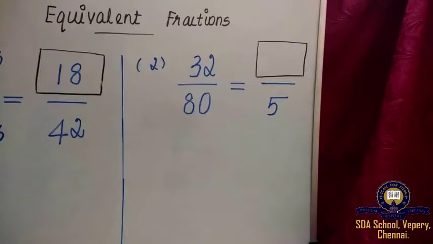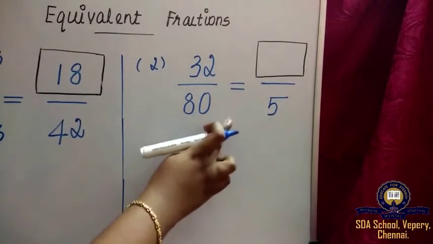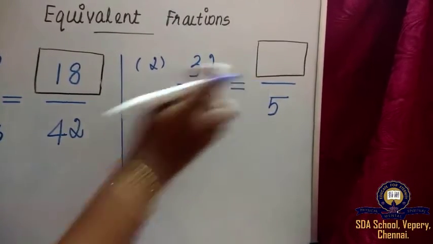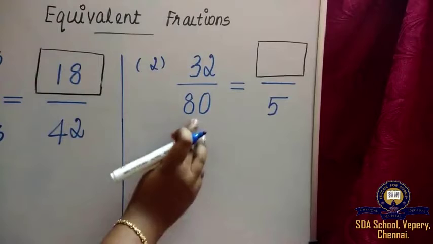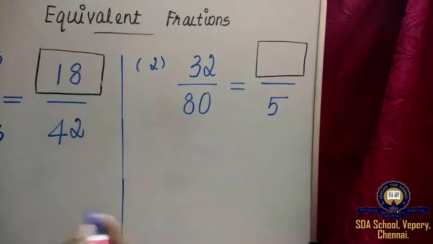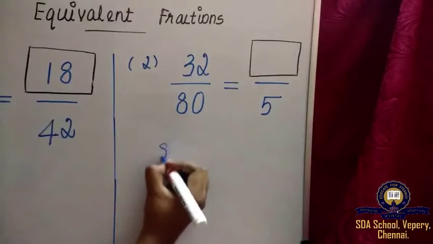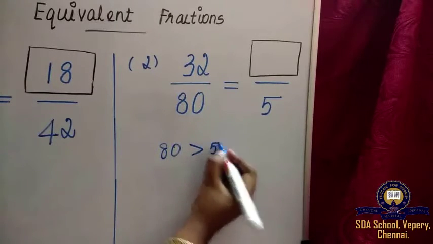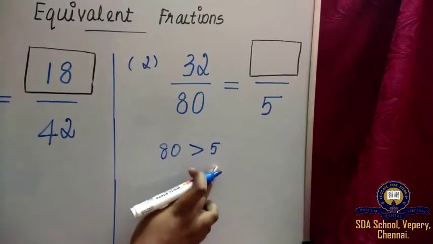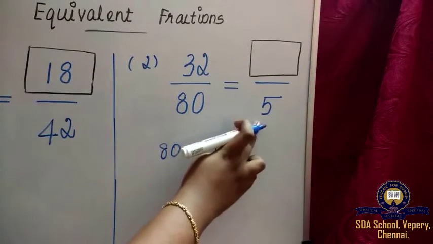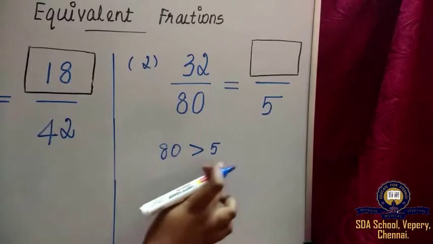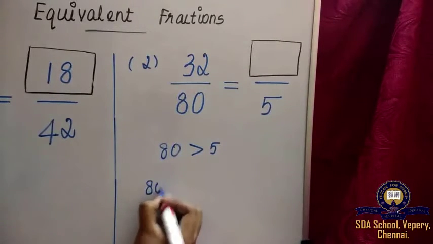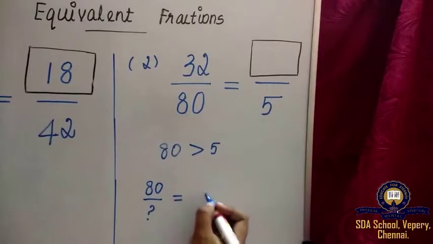Look at the next sum. 32 by 80 is equal to dash by 5. So here also you have to find the missing number. So first let us look at the denominators. 80 and 5. 80 is greater than 5 and 80 is a multiple of 5. So the smaller number is the denominator of the missing fraction. So we have to find a number by which when 80 is divided gives the answer 5. So 80 divided by which number will give the answer 5?